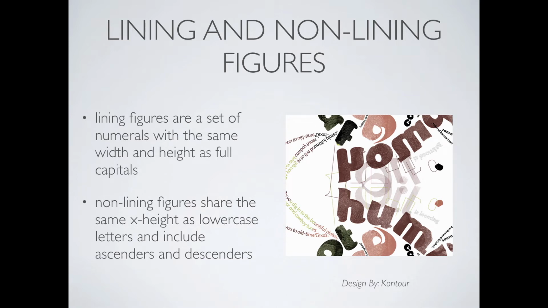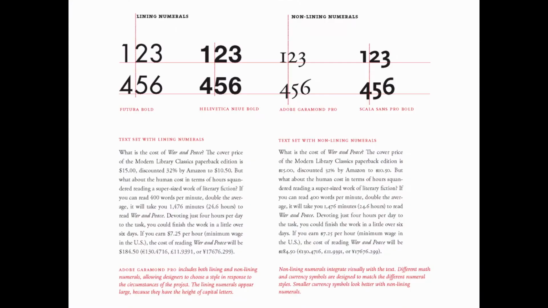Lining and non-lining figures. Figures here means numbers. In font terms, they're called figures, but we can translate that into numbers. Lining figures are a set of numerals with the same width and height as full capital letters. Non-lining figures share the same x height as lowercase letters, and they include ascenders and descenders. So let's look at them. It's always easier to see the example, but I have to get through the definition first.